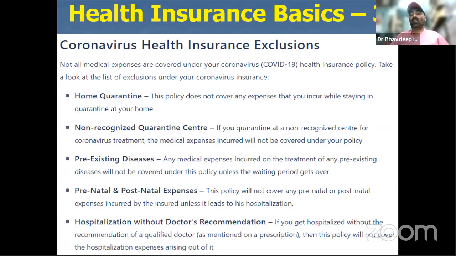Then hospitalization without the doctor's recommendation. People are so fearful of corona these days. If they're infected, they immediately go to the hospital and get admitted themselves. If it is without the recommendation of a doctor, you will not be covered under that health insurance.